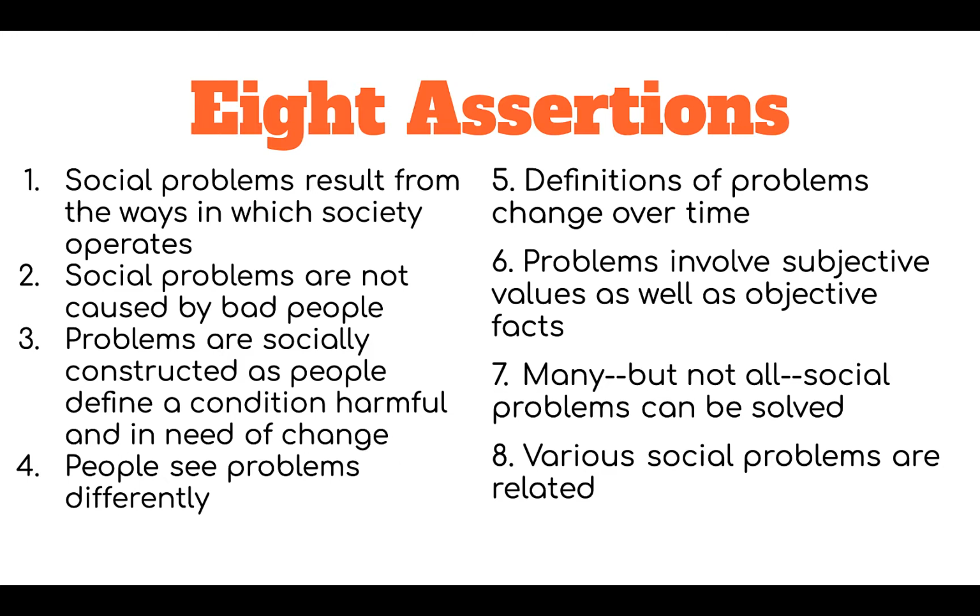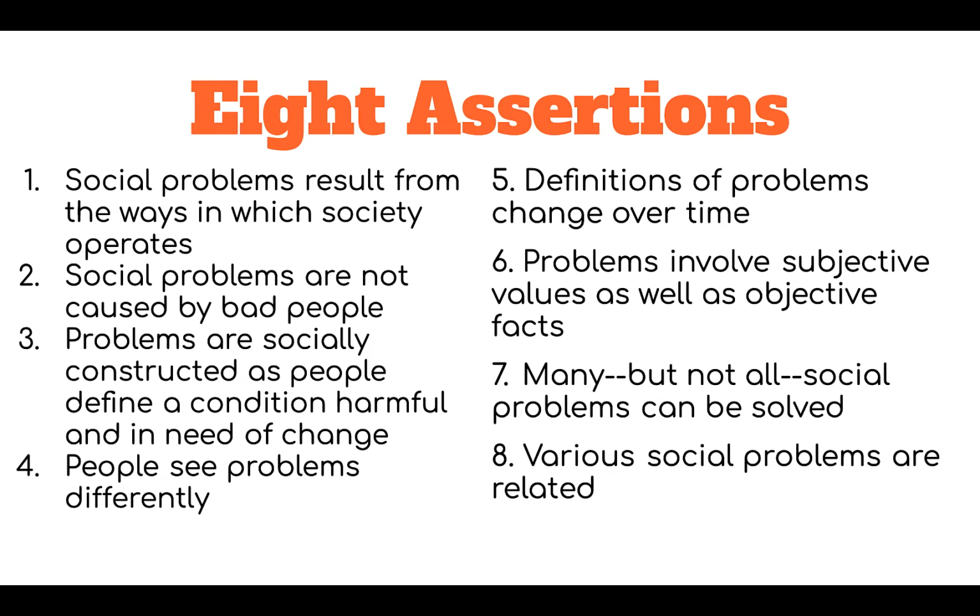Okay, so the third assertion is that problems are socially constructed as people define a condition as harmful and in need of change. If people don't believe something's a problem, then it's going to continue. It's only when people come together and acknowledge it as a problem that it becomes socially defined as a problem. The fourth is that people see problems differently. So who you are and your experiences frame your understanding of the world. This could be a person's age, their gender, their race, their ethnicity, their religion, their social class, many other factors that shape how we see the world.